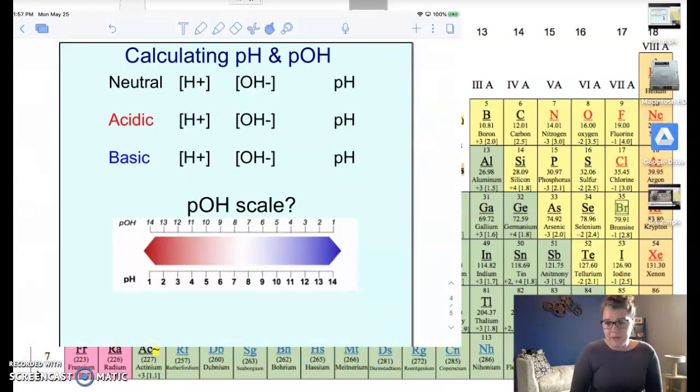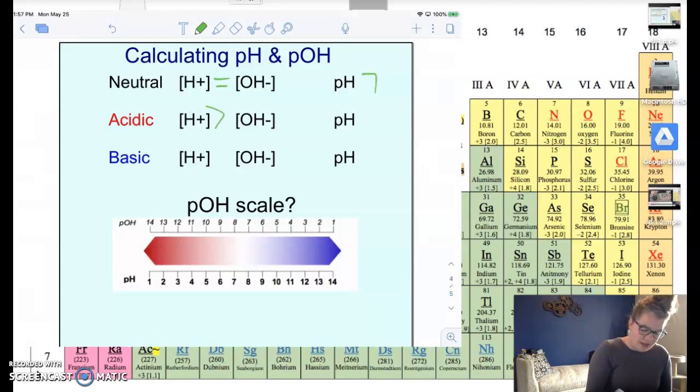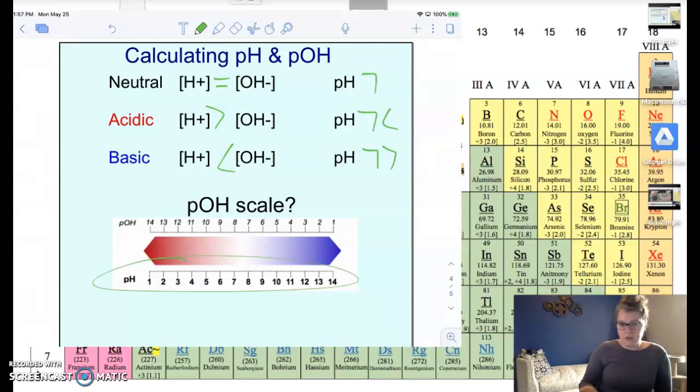So getting to the point of calculating pH and pOH. As we know, if something is neutral, the concentrations of the H+ and the hydroxide need to be equal, which is a pH of 7. If it's acidic, there's more hydrogen ions, and that means the pH is going to be less than 7. Basic, there's going to be more hydroxide ions, and that means the pH is going to be greater than 7. So the pH scale is probably what you're the most familiar with.